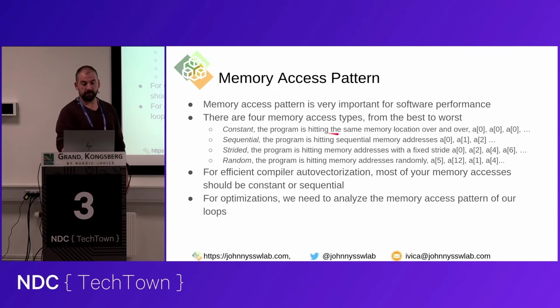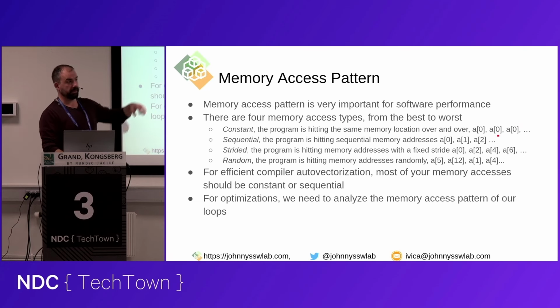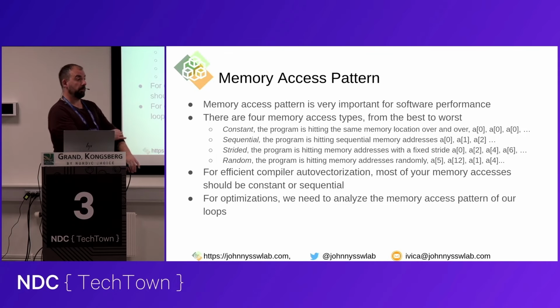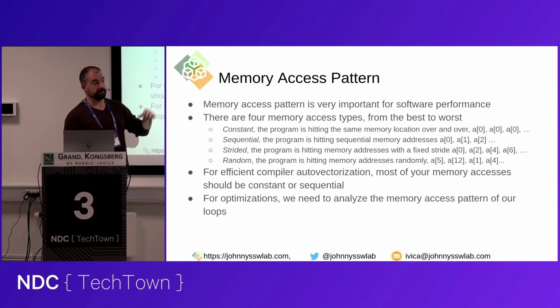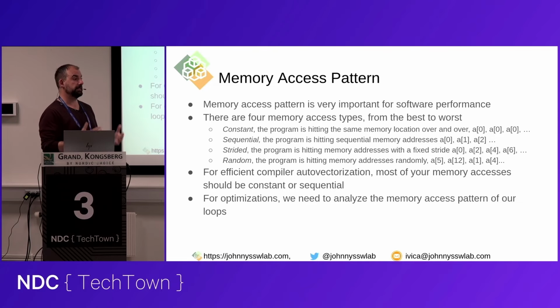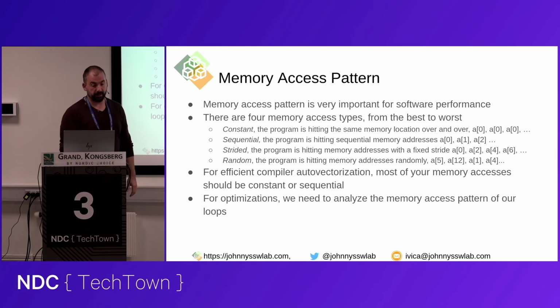There is a constant memory access type, which is when the code is accessing the same memory location over and over. Typically the compiler will optimize this, unless there is some kind of problem, and this will be in a register. This is the fastest type of memory access. Second are sequential memory accesses, when the program is hitting sequential memory addresses. So if you have an array of floats and you access A0, A1, A2, this is sequential memory access.